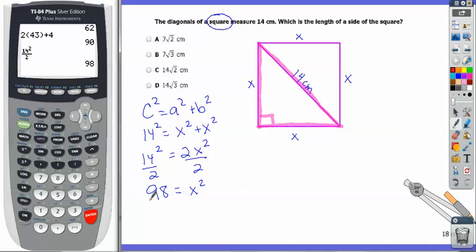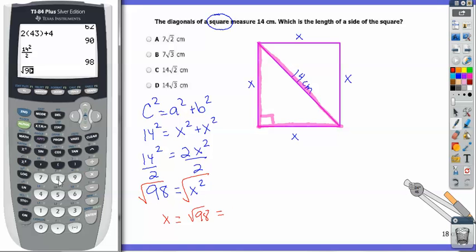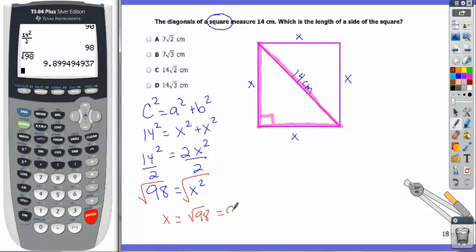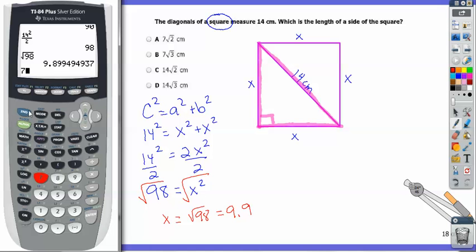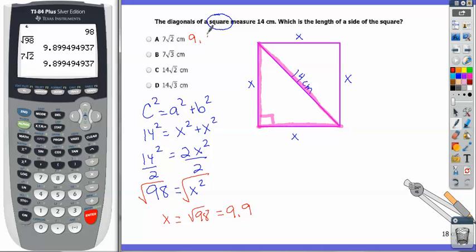Now, because it's squared, I can take the square root. So x is equal to the square root of 98, so let's see what that is. It's 9.9. So here's my problem. I have a bunch of stuff up there, and I don't know what they are. So I'm going to plug in those answer choices. 7 square root of 2. It already matches. It's 9.9. And look at that. It matches perfectly. So that's going to be my answer. But I could also plug in the other ones and figure out what those decimals are.